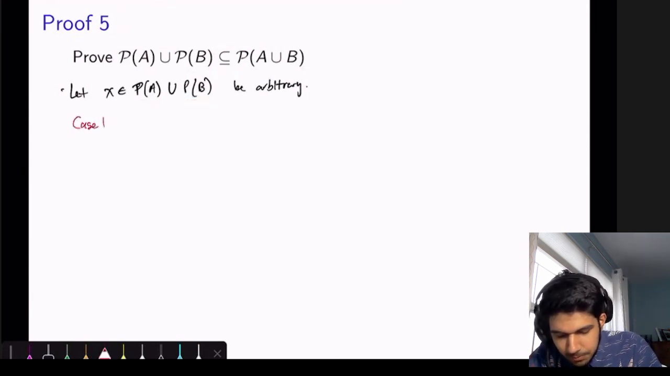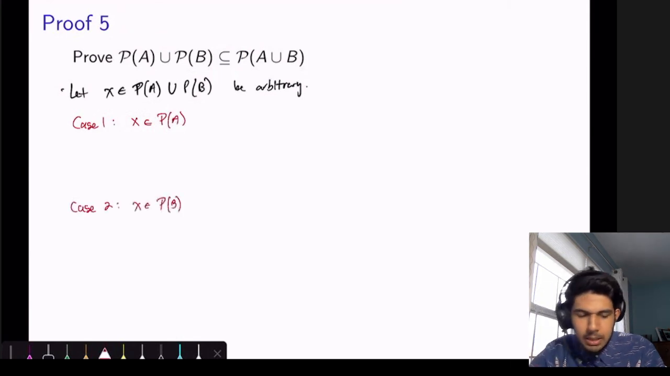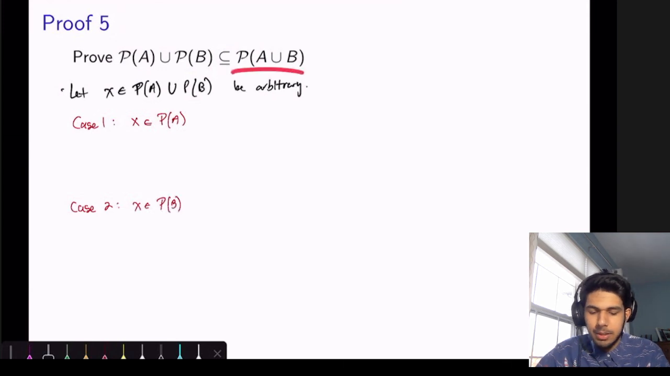So case 1, X is an element of the power set of A. And then case 2 will be X is an element of the power set of B. And our goal is to show that it's also an element of the power set of A union B.